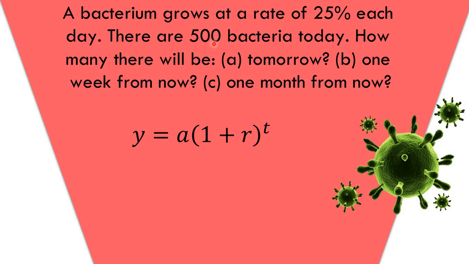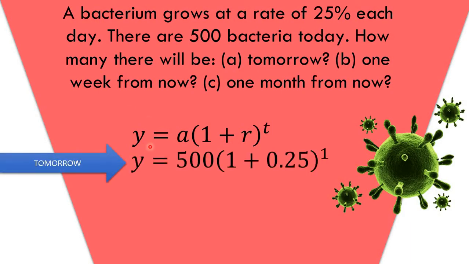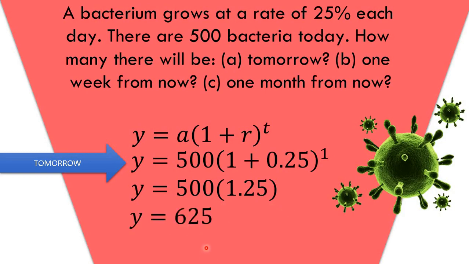First, we need to calculate the total number of bacteria after 1 day, since the problem asks for the number of bacteria tomorrow. So basically, it is 1 day. For tomorrow, we have y equals 500, the initial amount, times (1 plus the rate, 25%). Change it into a decimal, 0.25. So (1 plus 0.25) raised to 1. Then simplify: 500 times 1.25, so y equals 625. Therefore, there are 625 bacteria tomorrow. So we have already answered the first one.